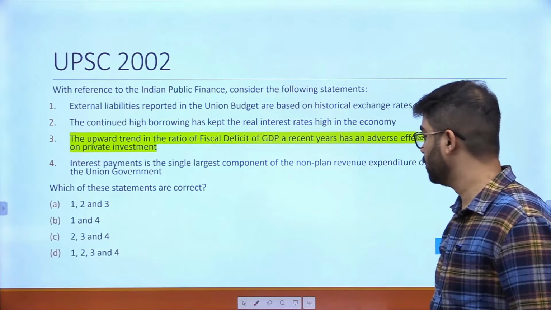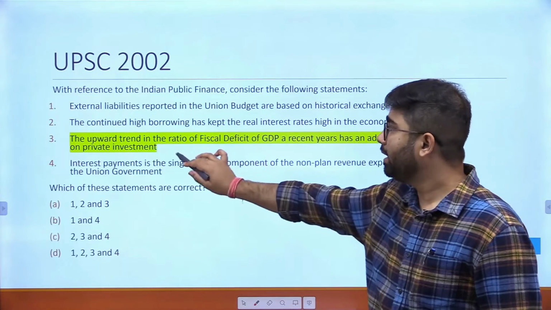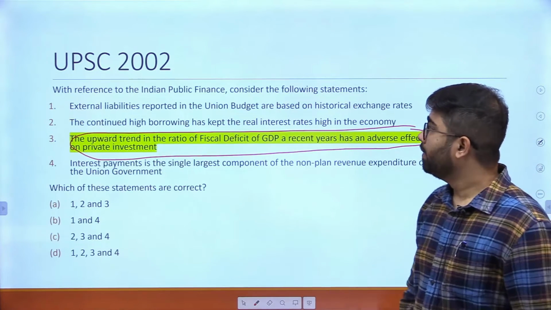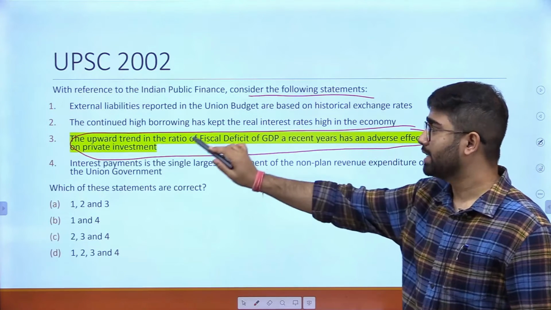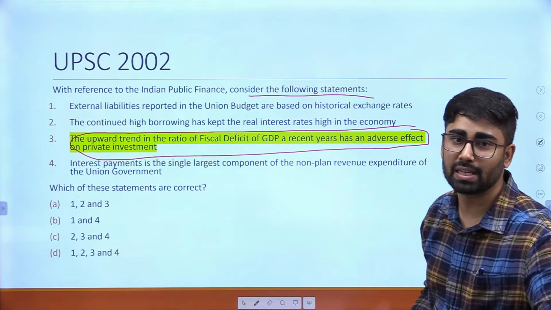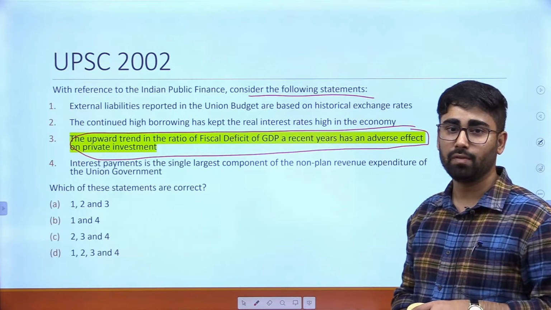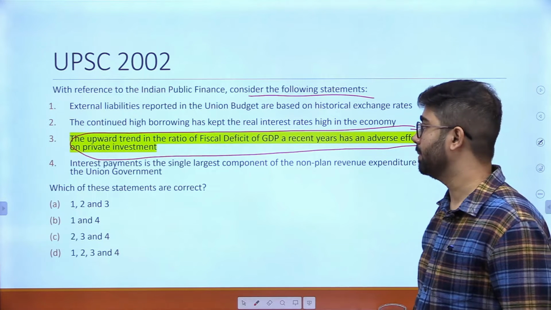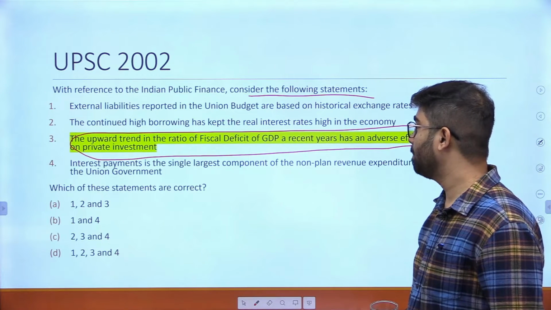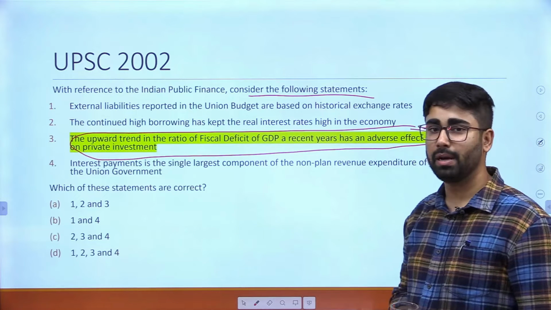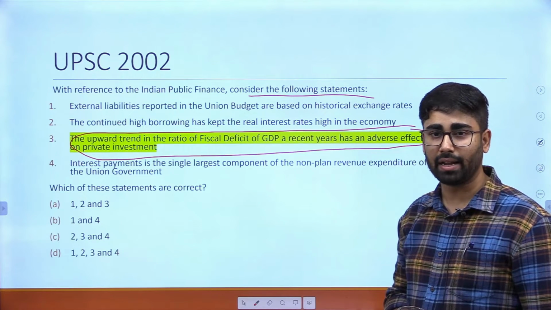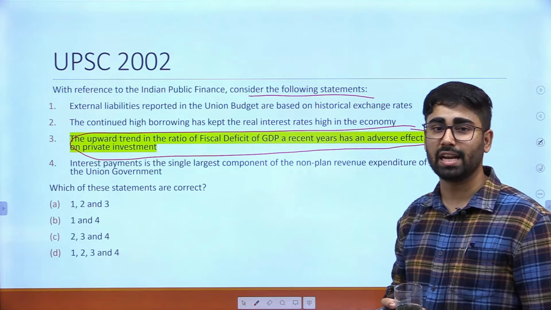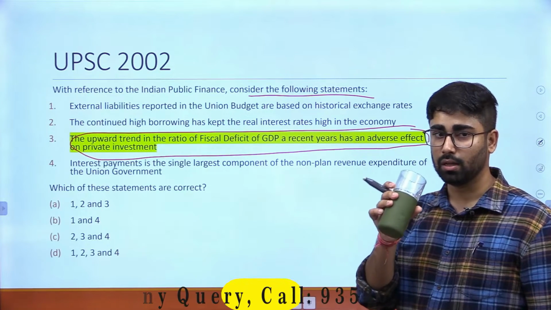This is the question that you would need to solve. You only tell me whether this statement is true or this statement is false. With reference to Indian public finance, consider the following statements. The upward trend in the ratio of fiscal deficit to GDP in recent years has an adverse effect on private investment. Fiscal deficit अगर बढ़ रहा है तो ये प्राइवेट इन्वेस्टमेंट पे जो है एडवर्स अफेक्ट रखेगा या फिर नहीं। प्लीज आंसर whether this statement is true or whether this statement is false. Just answer me this statement only.